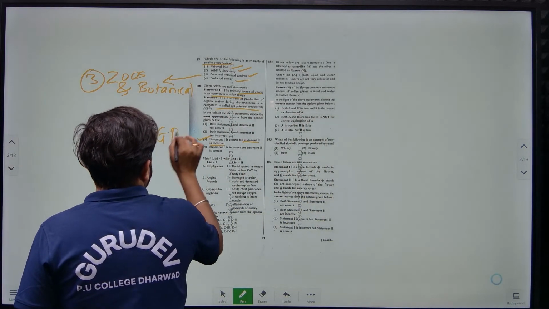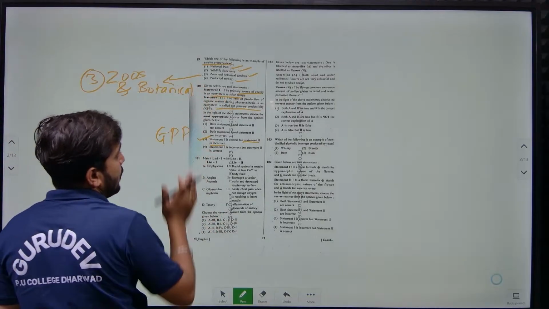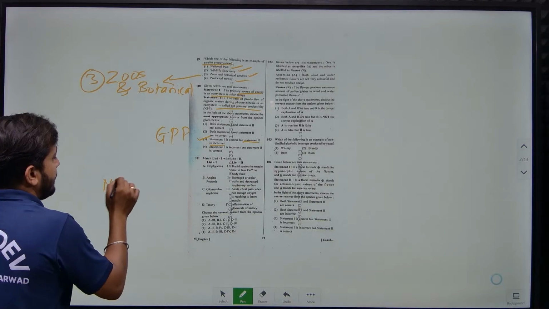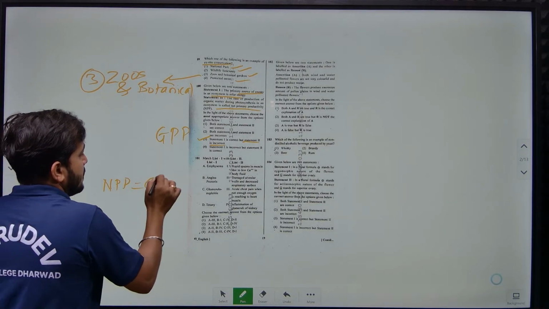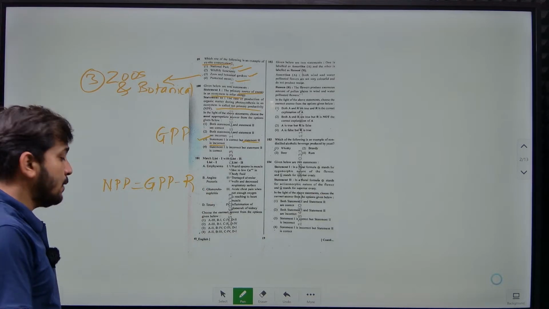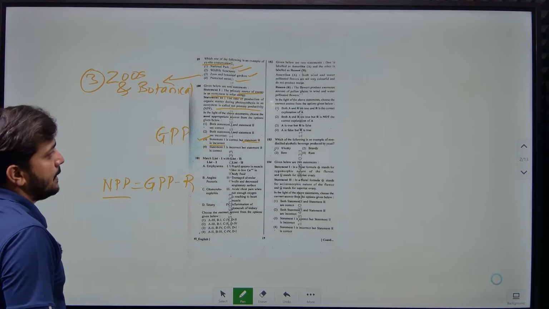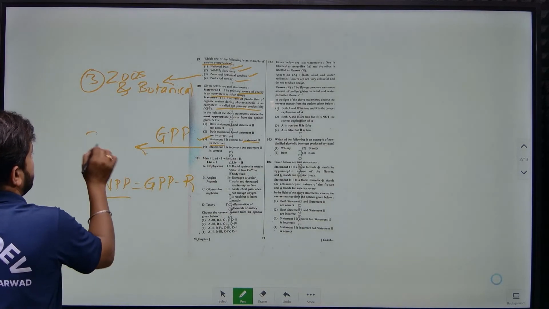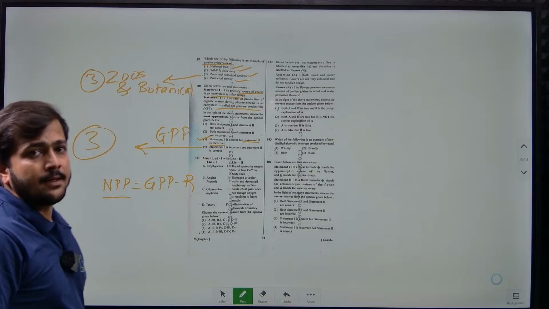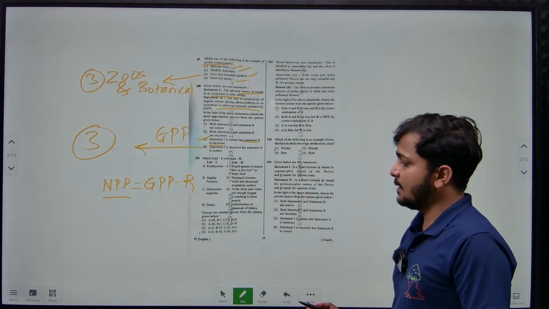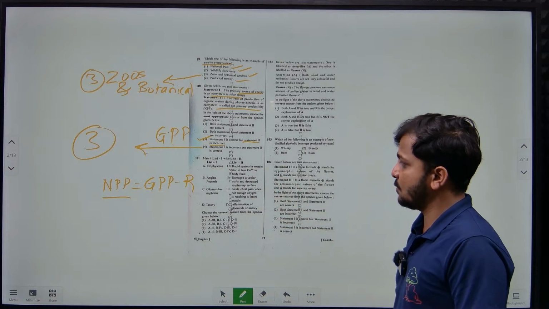The gross primary productivity. And when I am going to get net primary productivity, the net primary productivity is equal to gross primary productivity minus respiratory loss. Then only I'll get the net primary productivity. So according to that, the particular 100th answer is option 3 here, right? Then match list 1 with list 2 here, right? So that is the 101st question they are saying.